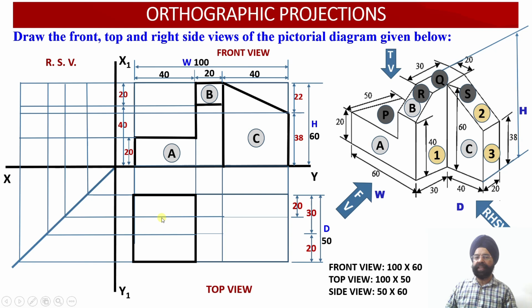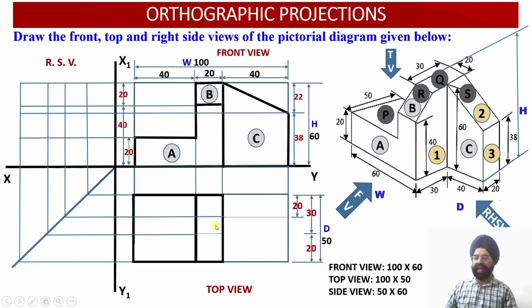Surface P is this surface that has a width of 40 millimeter. Please check, this is the width, this is the width, and it has a depth of 50 millimeter. So this is the depth equal to 50 millimeter. So 50 millimeter is the depth of the surface P, 40 millimeter is the width of the surface P. So the true shape has been obtained.